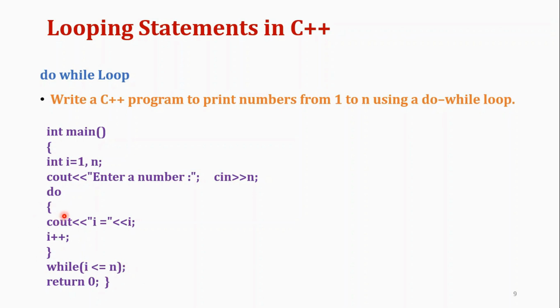In the while loop, we are checking the condition, and then only it is allowing to enter inside the loop body. But in the do while loop, the first time it is entering the body without checking the condition, and the second time only it is going to be checking the condition. So it is an exit controlled loop, and the while loop is an entry controlled loop. So let's move on to the next loop.